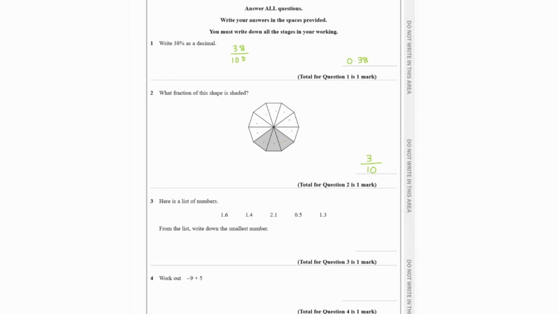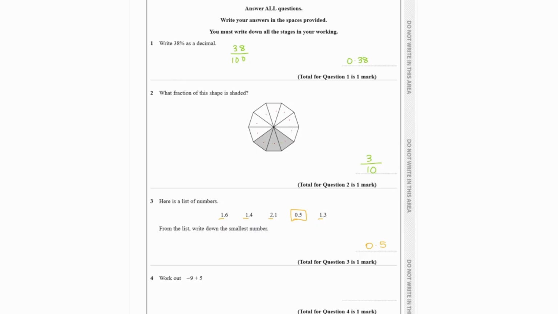Number 3. Here's a list of numbers: 1.6, 1.4, 2.1, 0.5, 1.3. From the list, write down the smallest number. To find the smallest number, we first have to look at the first digit of all numbers. So here we've got 1, 1, 2, 0, and 1. Out of all of these, we can see that the smallest number is 0. Therefore, the smallest number is going to be 0.5.